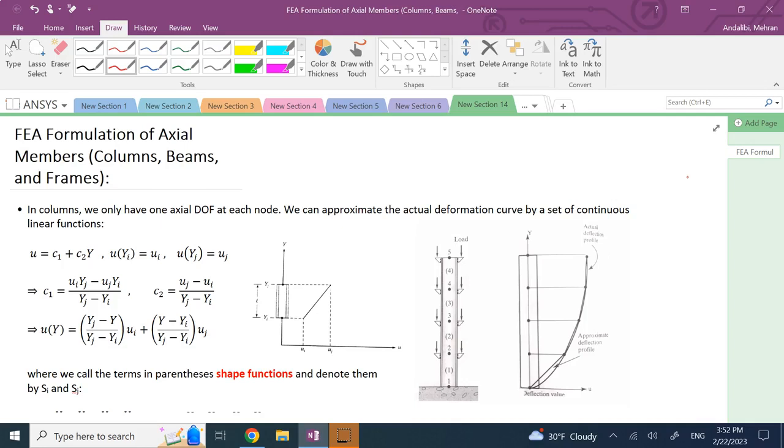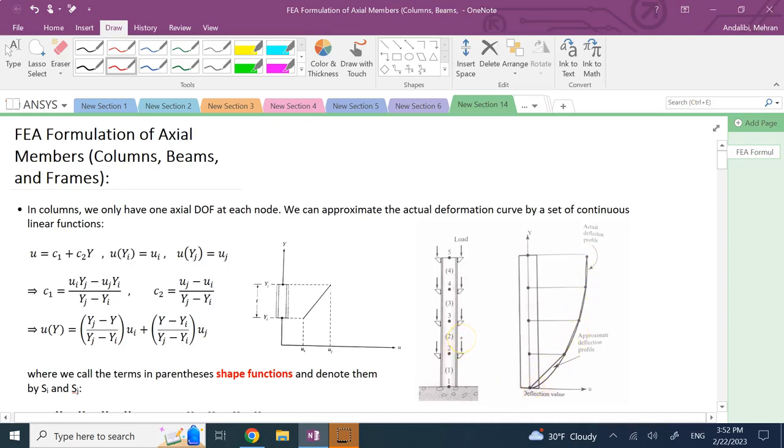And if we have enough elements, then we can approximate the actual axial deflection, or the axial displacement of the nodes versus their location y. Okay, we can approximate it by a bunch of lines that are continuous, right? So they all have continuity at the common point. And of course, the more elements and nodes we have, this combination of these lines is going to be closer to the actual curve.